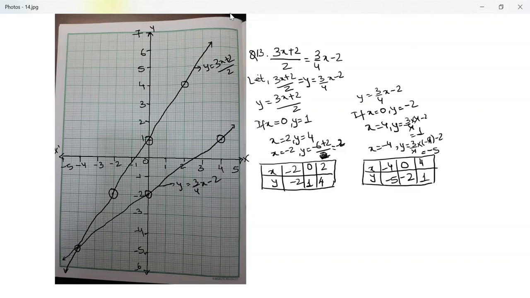Since they want only the x value, I will draw a dotted line only to x, and the value of x is negative 4. Therefore, for x is equal to negative 4, (3x + 2)/2 is equal to (3/4)x minus 2.